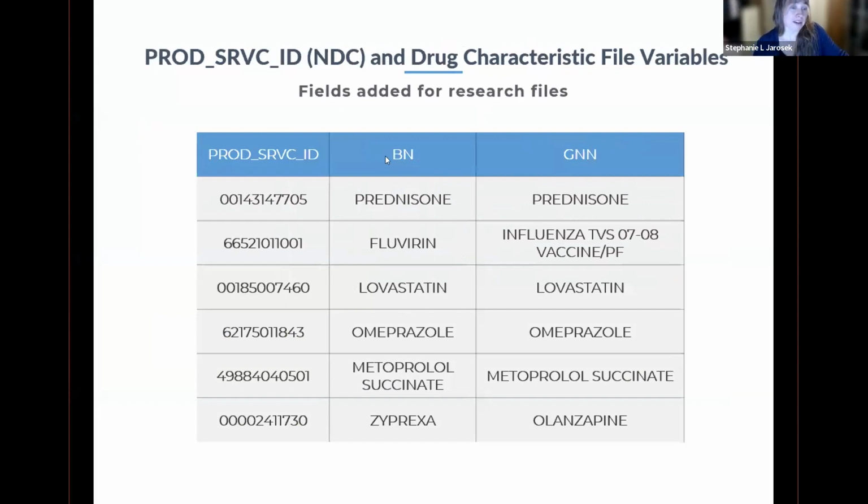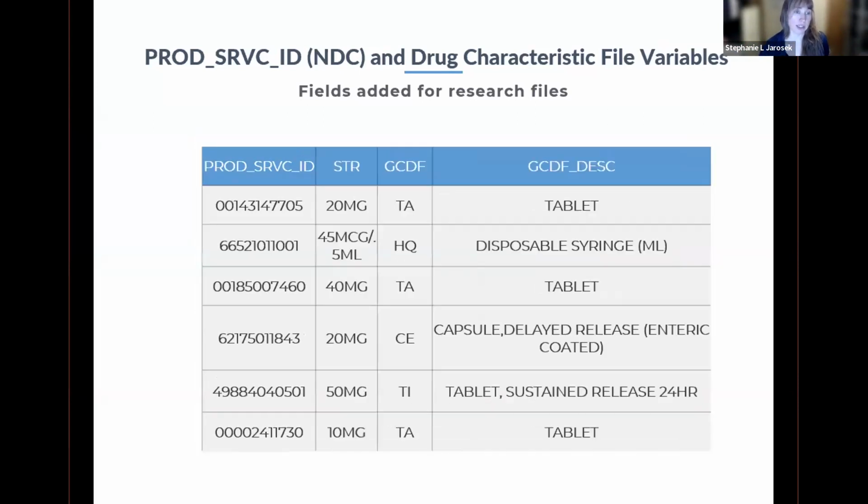Then we also have information on the brand name and generic name associated with each product service ID. When the brand name and the generic name are the same, that generally indicates that it's just a generic. So the brand name is never empty. But you will see, if it's prednisone, the brand name is prednisone. There's also a variable that tells you whether or not it's a brand or a generic. And this comes from First Data Bank. So that's a proprietary software or database that CCW licenses in order to get this information to put onto the files for researchers.